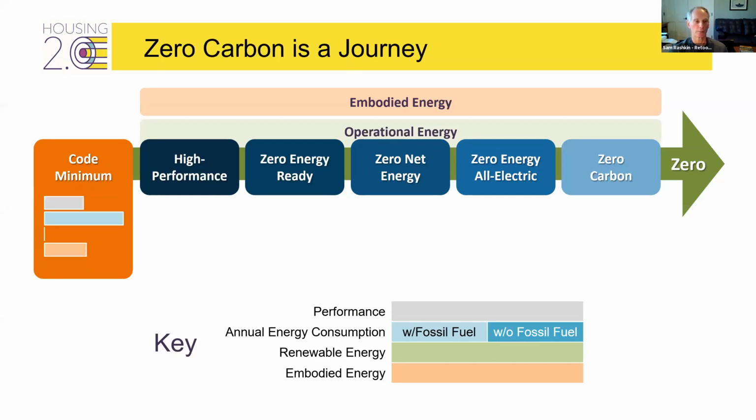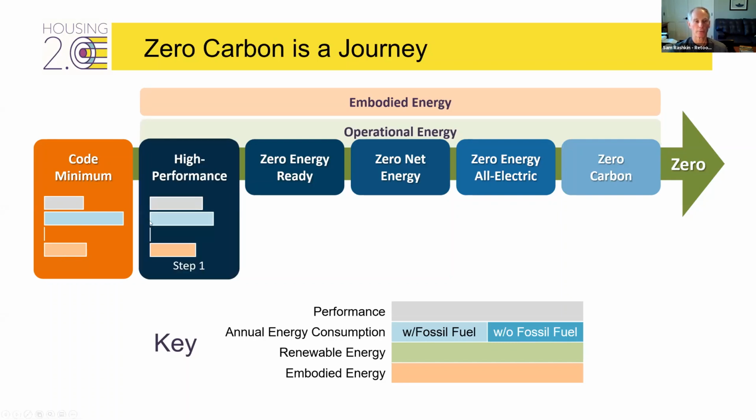So if you look at a code minimum home, the metric numbers are not important. You have a certain amount of performance in gray. You have a certain amount of energy use that's with and without fossil fuel. No renewable required by most codes, all codes except maybe California. And then you have the embodied carbon in the materials. And that's what you have in a code home.